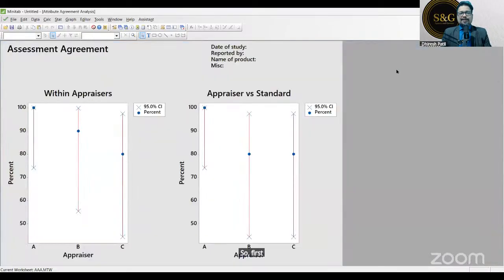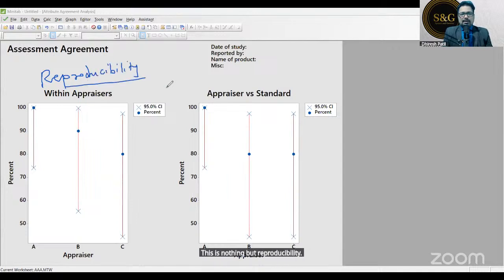So first you will get this. Now here, understand this. This is basically, if you see, this is nothing but reproducibility. And this is what we have just spoken, no? Accuracy of reproducibility.